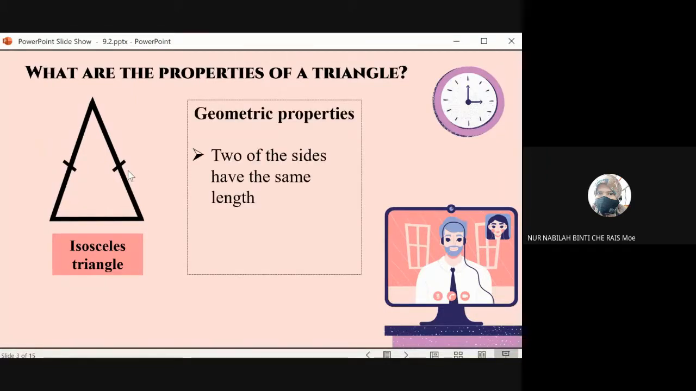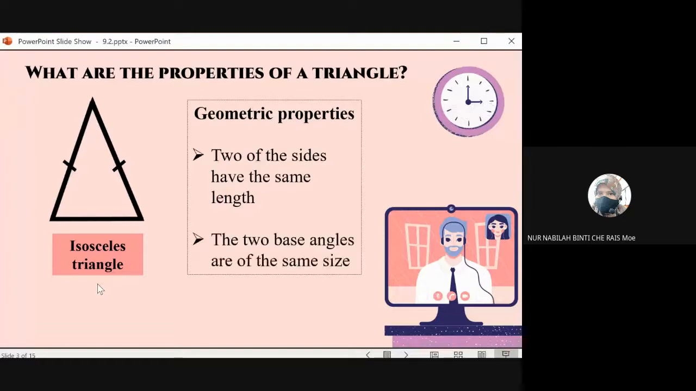The first one: two of the sides have the same length, only two. For this case, this is one, this is another one. So two have the same length. If here is 6 cm, here also 6 cm, but the other one is not 6 cm. If the other one were also 6 cm, it would be an equilateral triangle, like just now. But for this case, only two sides have the same length. So this one is called an isosceles triangle.